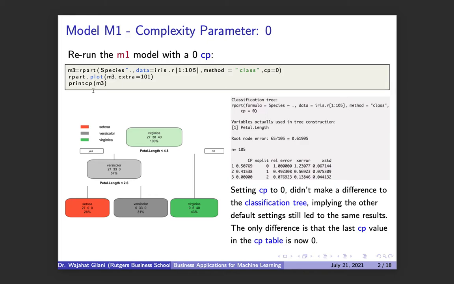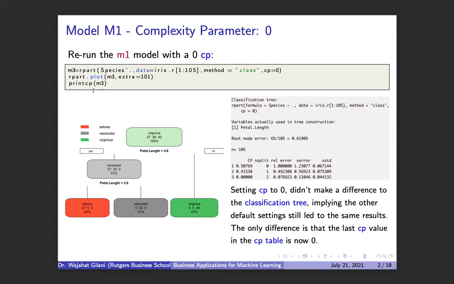And by the way, when we say that CP equals 0, we're basically saying that the additional amount of reduction in the relative error per each new split that we're introducing has to be greater than that CP value. So in this case, 0, that means we're not penalizing splits at all. If CP equals something greater than 0.01, that means we're increasing the penalization for every split we introduce into our model. The higher the CP, the shallower the tree will be. The smaller the CP, the longer the tree will be.